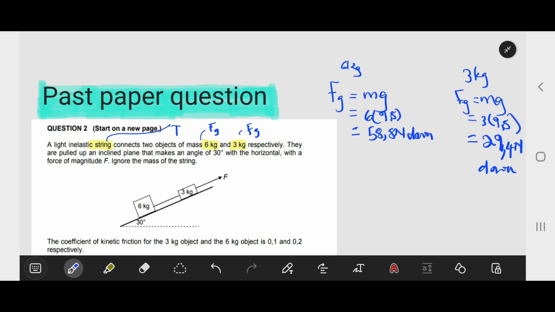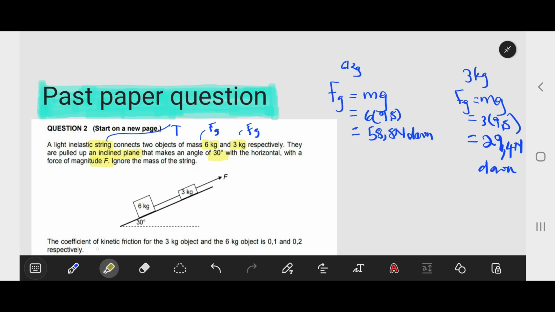All right, so they are pulled up an inclined plane that makes an angle of 30 degrees with the horizontal. So we can see that this is an inclined plane, right? And they are pulled apart with a force of magnitude F. So we are not given the magnitude of the force F, so they just said it's force F. So ignore the mass of the string. All right, so as you can see, this is the diagram. We have our inclined plane, which is inclined at 30 degrees from the horizontal, and we have two blocks moving on that surface, right?